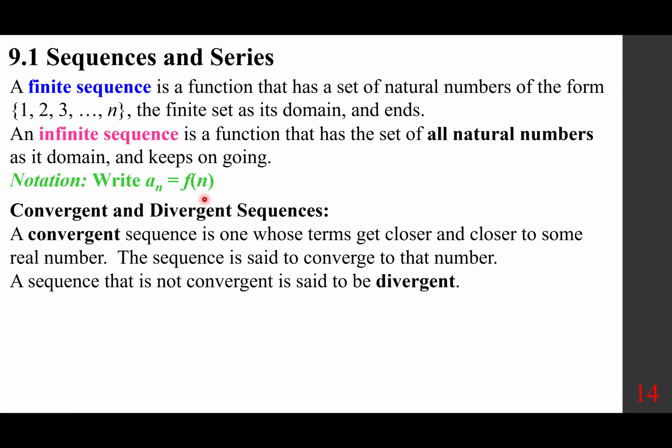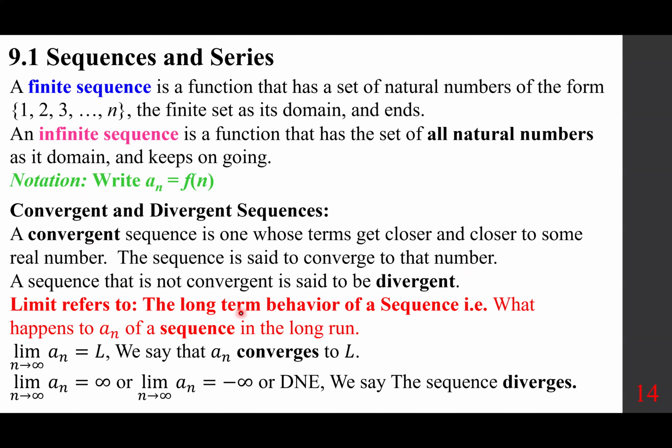Convergent and divergent sequences. A convergent sequence is one whose terms get closer and closer to some real number. The sequence is said to converge to that number. A sequence that is not convergent is said to be divergent.